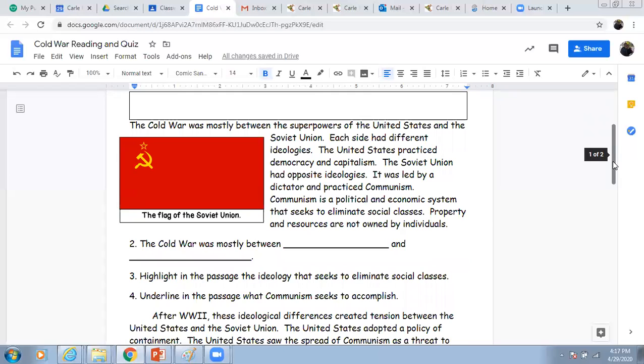So number 2, the Cold War was mostly between blank and blank. Number 3, highlight in the passage the ideology that seeks to eliminate social classes. And number 4, underline in the passage what communism seeks to accomplish.